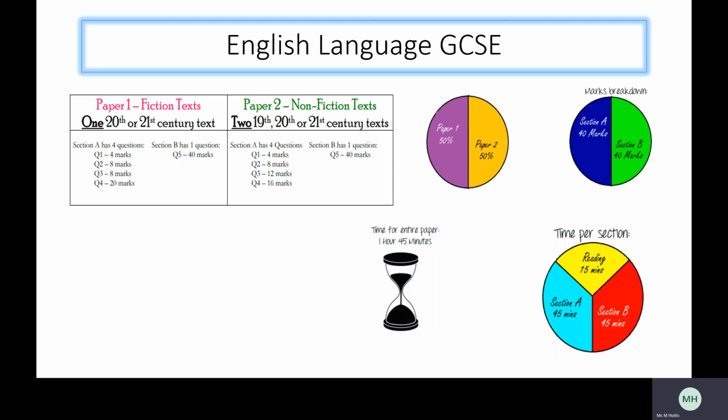For English Language, your son or daughter will have to sit two papers. Paper 1, looking at an unseen fiction text, and Paper 2, comparing two non-fiction texts. The duration for both papers is 1 hour 45 minutes, and both papers are divided into two sections. Section A, which is the reading section, and Section B, which is the writing section.